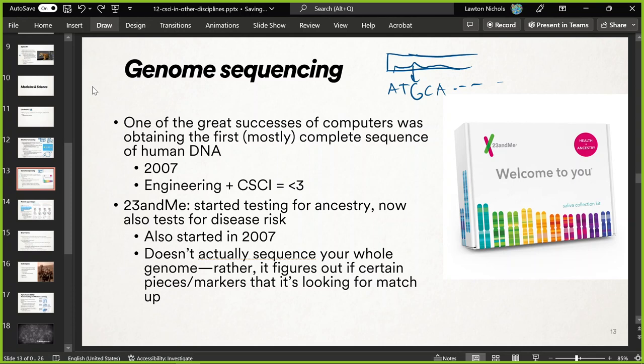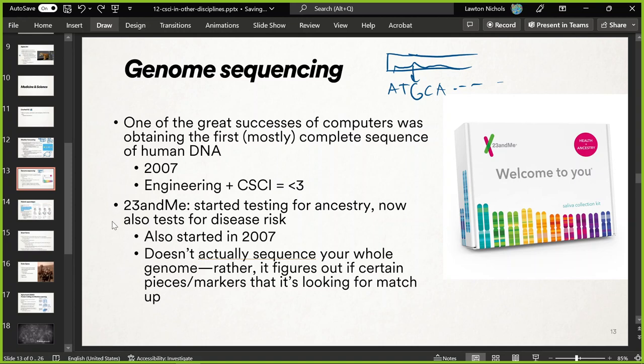some things are a bit cheaper to do. And so a company called 23andMe, maybe you've heard of them, they also started in 2007. Has anybody done it? Because I sure haven't. And it's supposed to be really cool. Gives you some very interesting information. I'll have to try it one of these days.